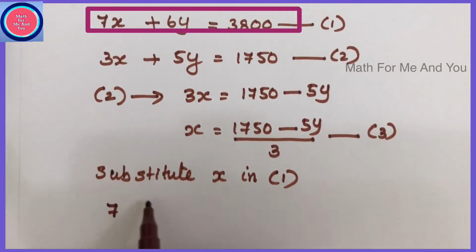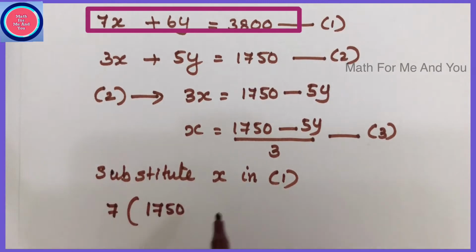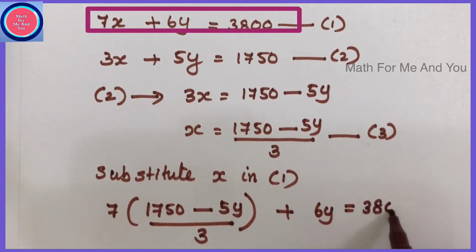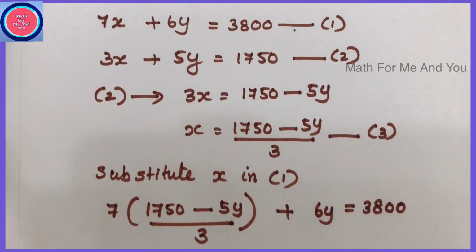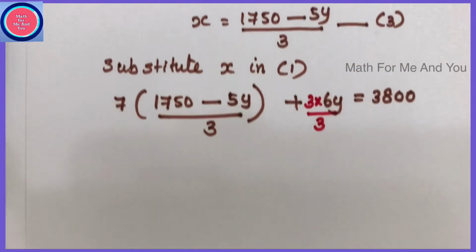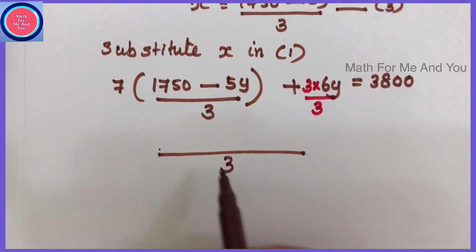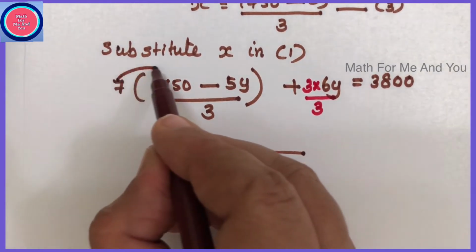Substitute the value of x from equation 3 in the other equation, that is equation number 1. Equation 1 becomes 7 times (1,750 minus 5y) over 3 plus 6y is equal to 3,800. The first term is a fraction, so we can change 6y also to a fraction with the same denominator. For that, multiply numerator and denominator by 3. Now on the left side there are two terms, both fractions with the same denominator 3. We can write the common denominator one time.